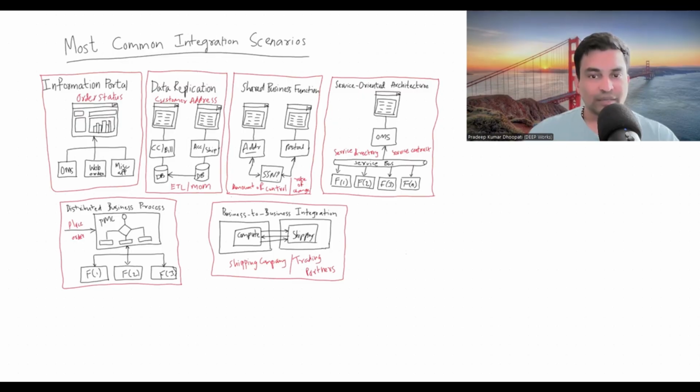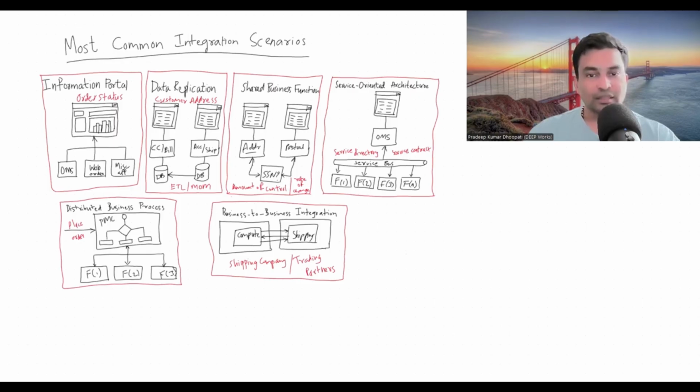Whereas in the database, if we have to replicate the data in a database, we have to see what is the rate of change. For example, customer address will not change that frequently. So we have to keep rate of change also in mind when we have to choose the data replication integration scenario or the shared database function scenario.